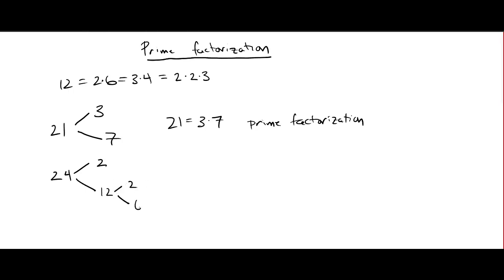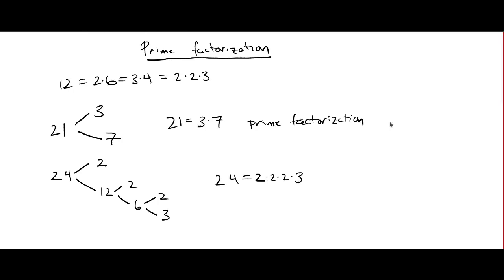And we know that 2 times 6 is 12. 6 is still not prime, so 6 is divisible by 2 and 3. And then 3 is prime. So 2 times 2 times 3. This is our prime factorization of 24.